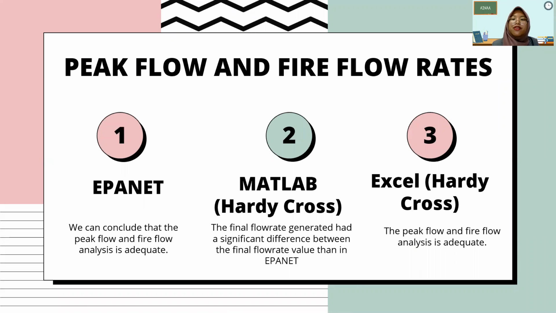So the peak flow and fire flow rates are calculated by 3 software. The first one is ePlanet. From ePlanet, we can conclude that the peak flow and fire flow analysis is adequate. And the next one is using MATLAB, using the Hardy Cross method. In theory, the peak flow and fire flow rate should be the same as ePlanet. But the final flow rate generated had a significant difference from the value in ePlanet. So in order to counter that issue, we use Microsoft Excel, using the same Hardy Cross method. So we can conclude that the peak flow and fire flow analysis is adequate.